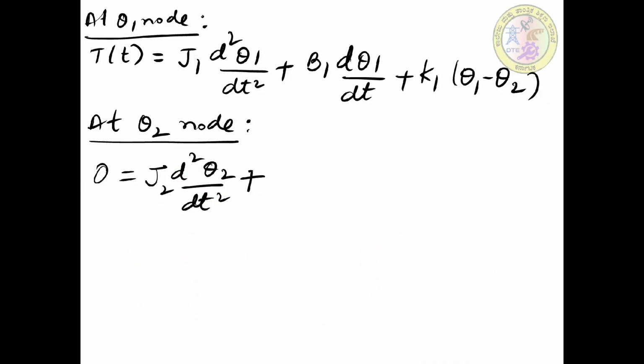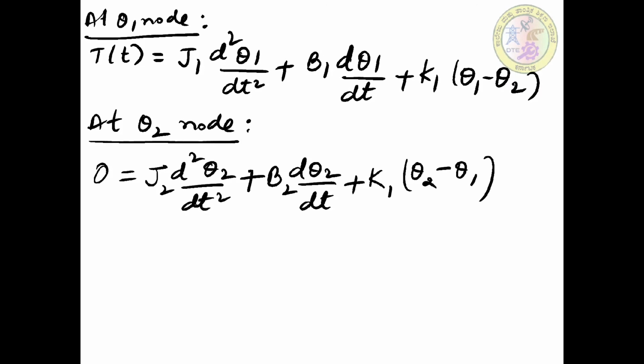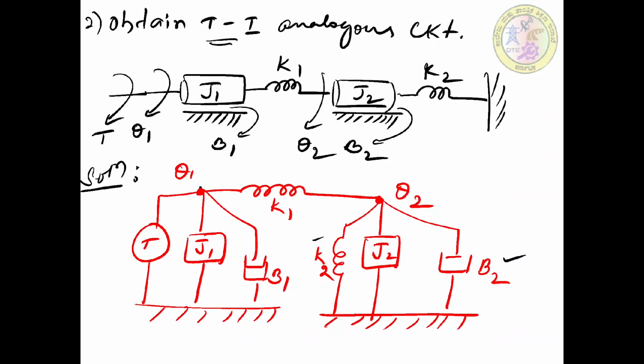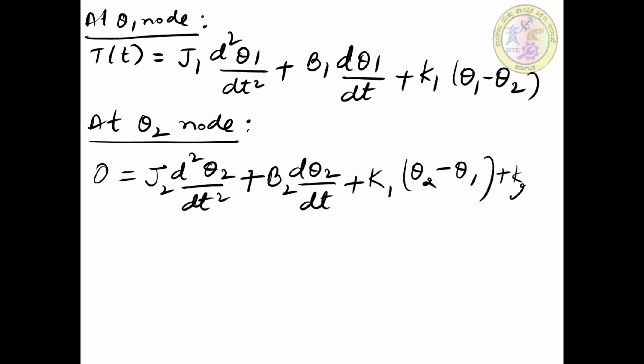Okay, so we'll include that B2 into d theta 2 by dt, plus there is an individual spring also, as well as a shared spring also. First we'll write that one, k1 into, now it is theta 2 minus theta 1 when you are writing for the theta 2 node. Then the last component will be the k2 spring. So k2 into simply theta 2, that's all, k2 into theta 2.